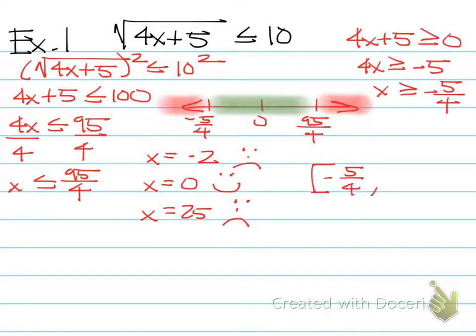So our interval is going to go from negative 5 fourths, including the negative 5 fourths, since it's greater than or equal to negative 5 fourths. And then that's going to go all the way to 95 over 4, including the 95 over 4, because there's a bar up under that inequality.